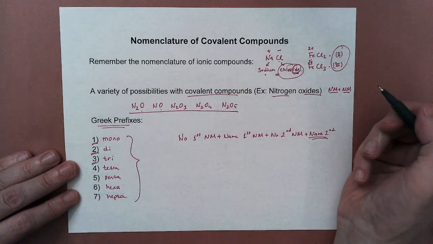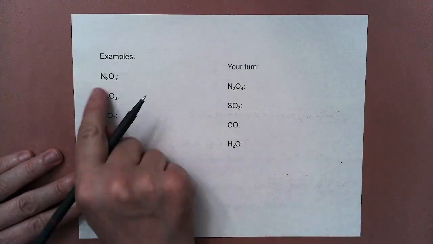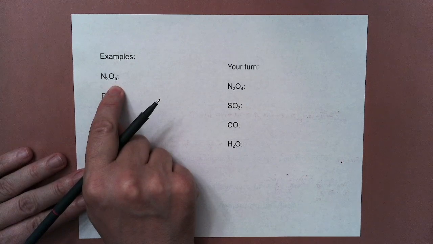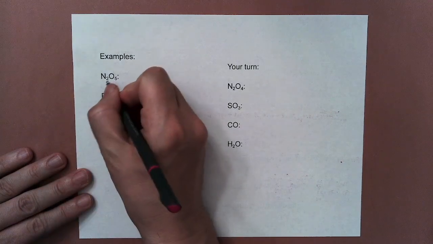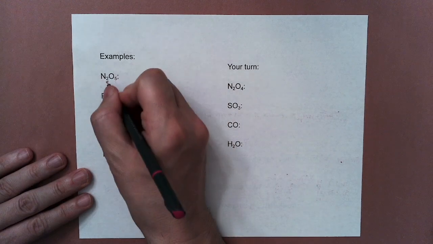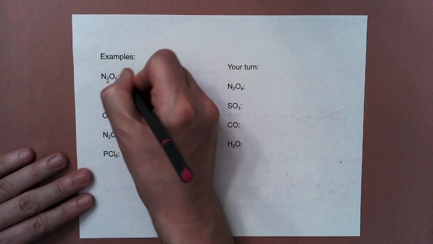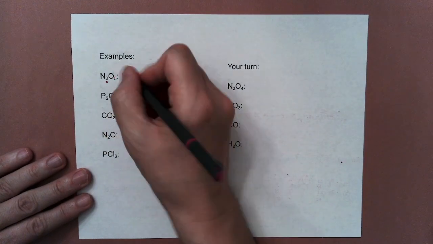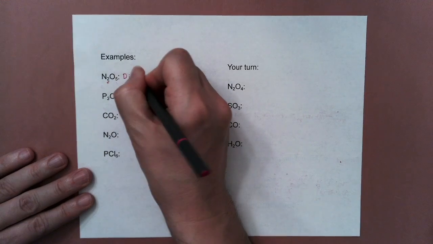Let's try some examples. We have this compound, N2O5. In order to name this compound, you first need to mention the number of the first nonmetal. I have 2 nitrogens. So instead of 2, I will be saying di. The first nonmetal is nitrogen, so I'll just say the name of the first nonmetal, nitrogen.